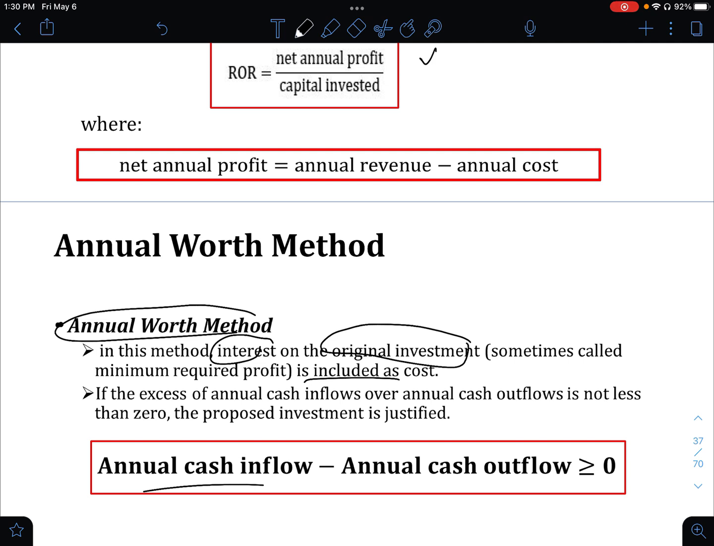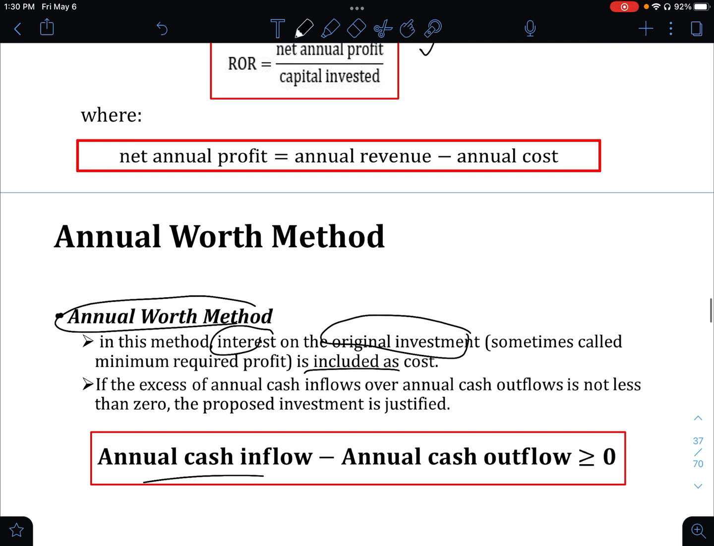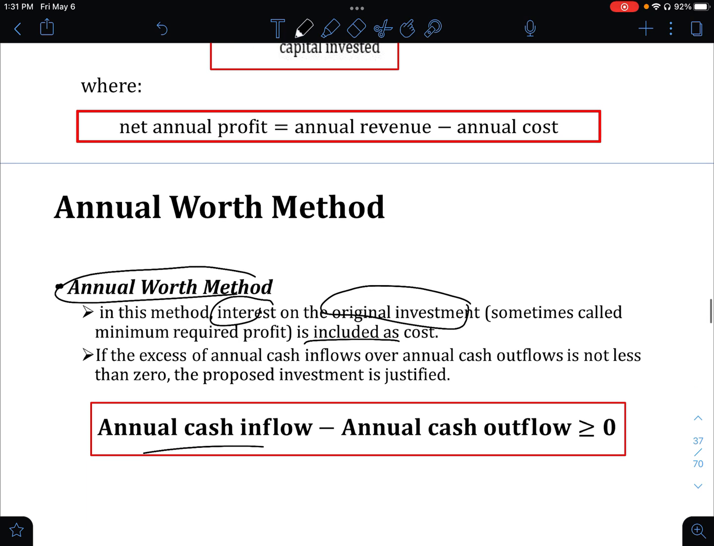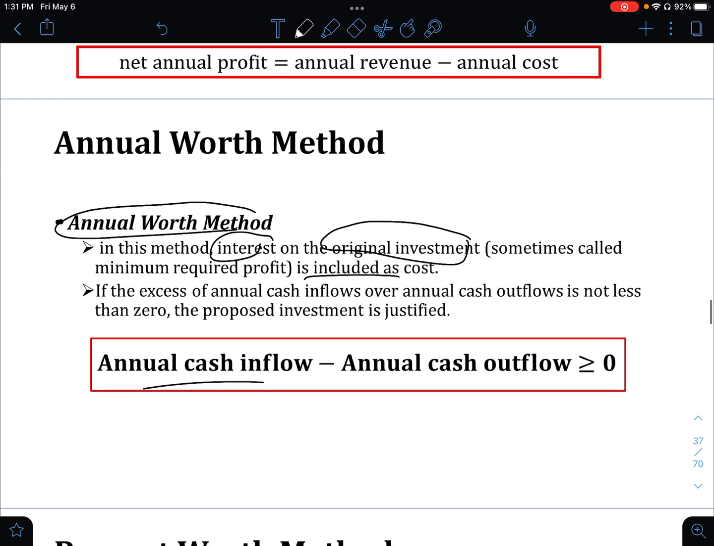For example, your cash inflow within a year is 299,000, and your annual cash outflow is around 350,000. Then your result is negative. So therefore, that investment is not desirable. It's not justifiable. So cut that off.